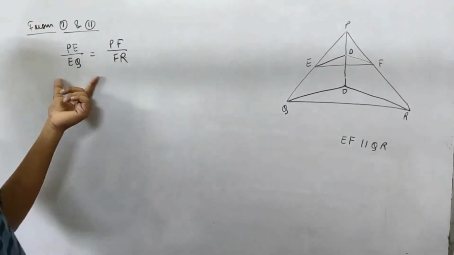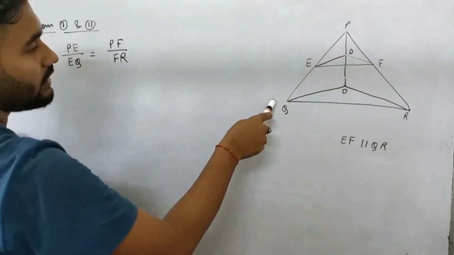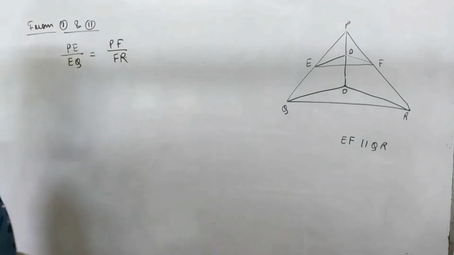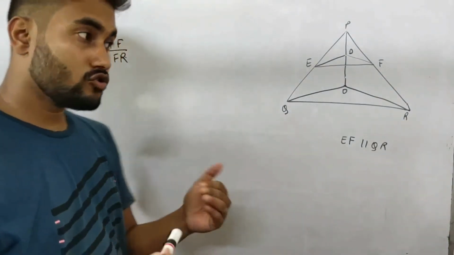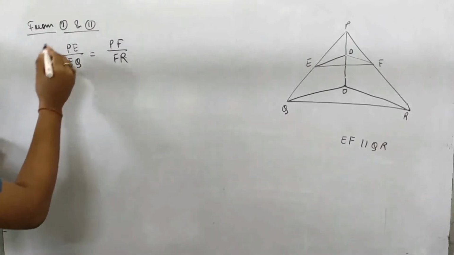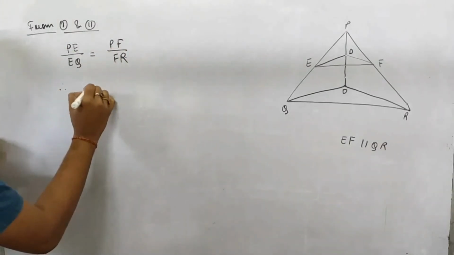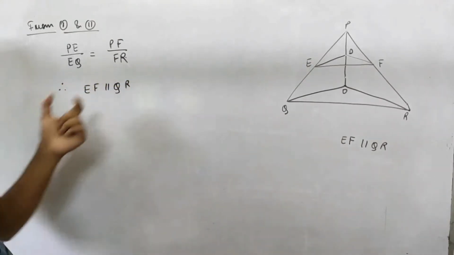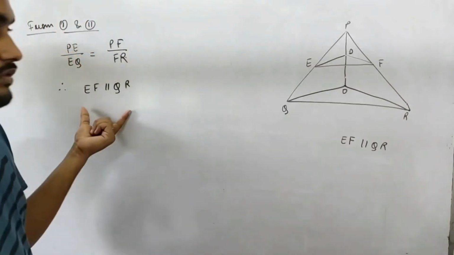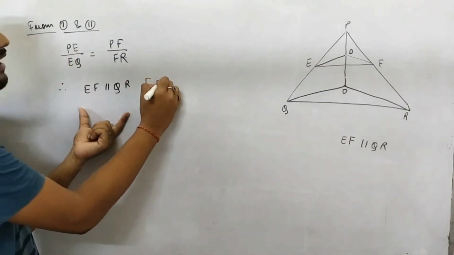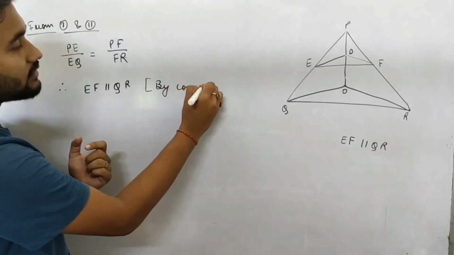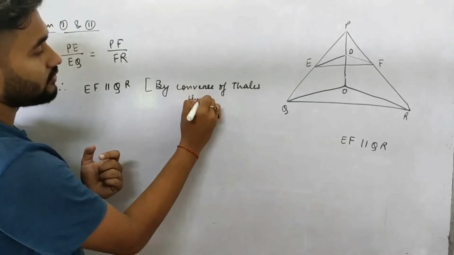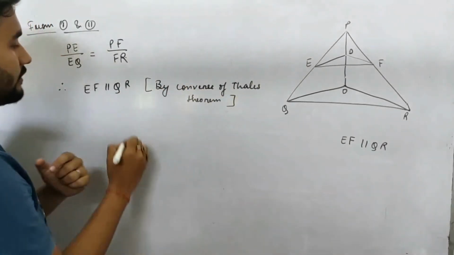So let us see what we have got. We have got PE by EQ is equal to PF by FR. That means we have got the ratio. Therefore we can write, EF is parallel to QR. If the ratio is equal, then the line will be parallel, by converse of Thales theorem.